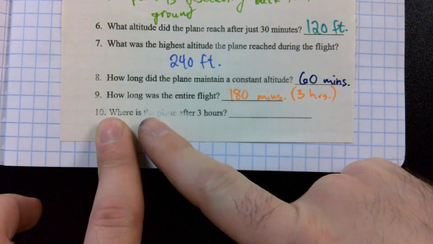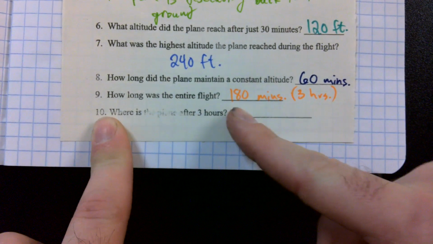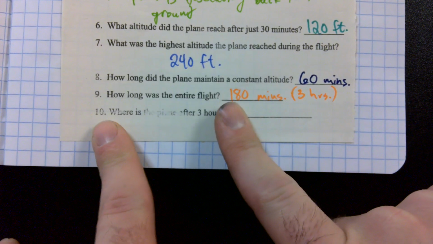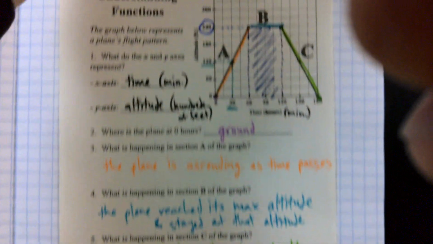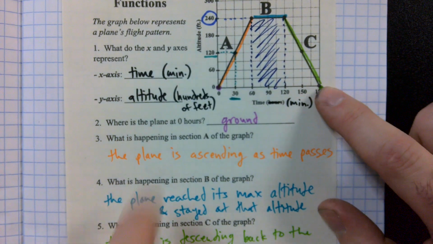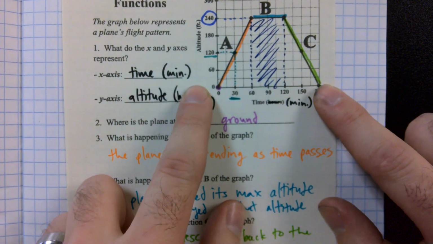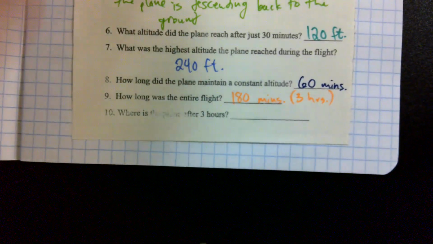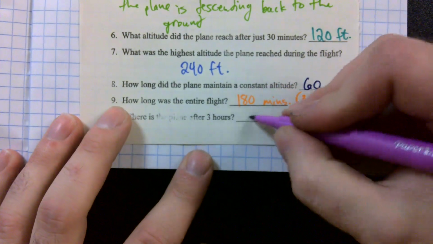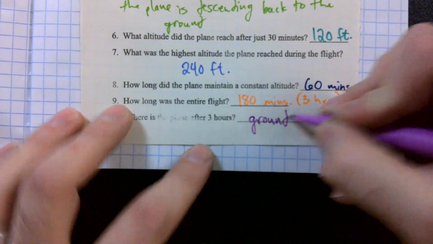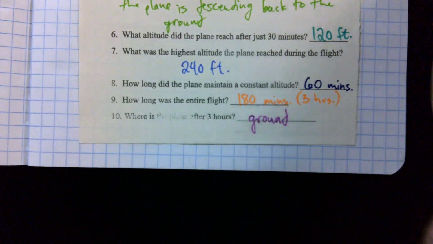Now, number 10, great question, Leon. Number 10 says, where is the plane after 3 hours? I apologize for the printing. Judah, where's the plane? The ground, right? Because what's the altitude after 3 hours? 0. Okay? So where's the plane after 3 hours? Ground. Back on the ground, safe and sound. Right?